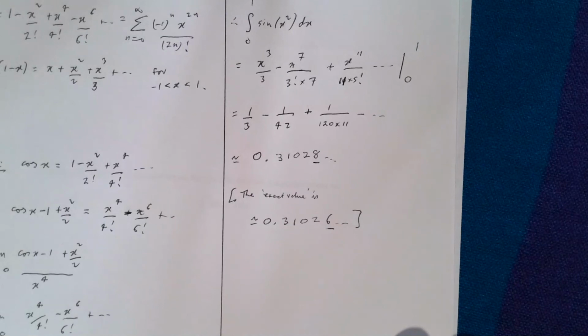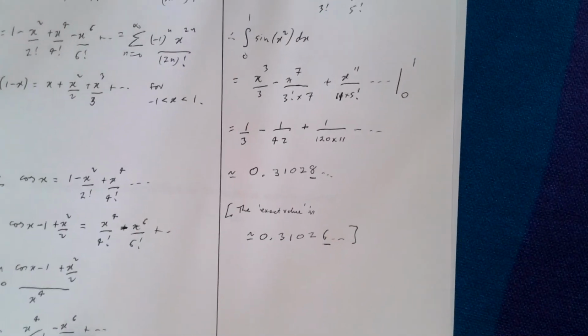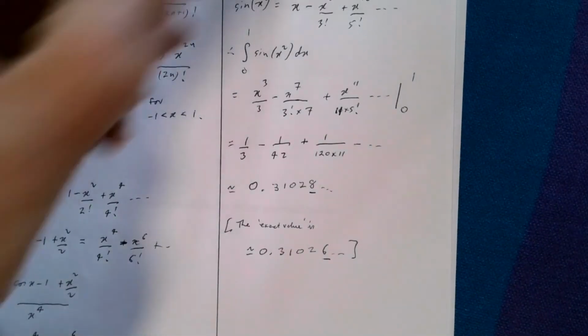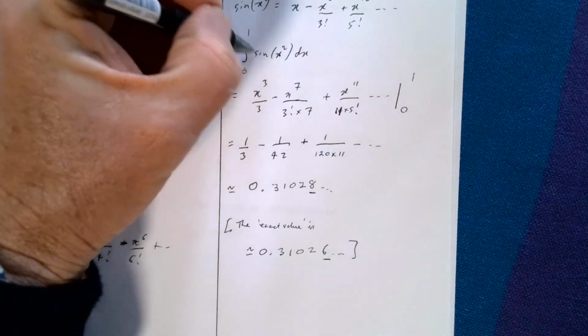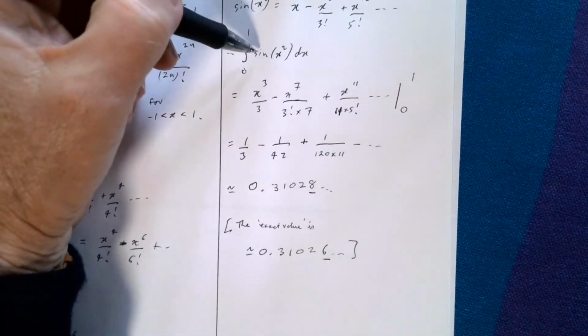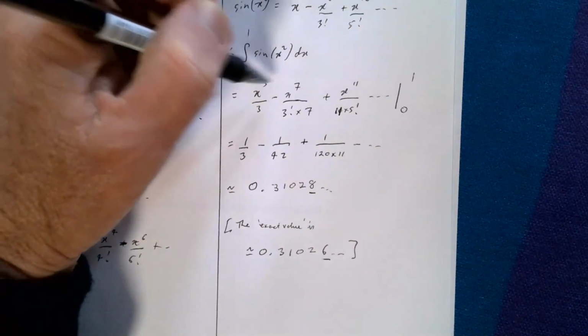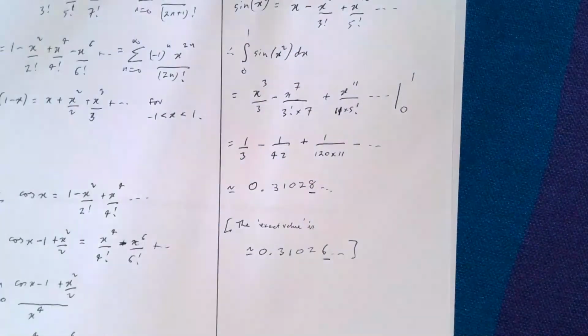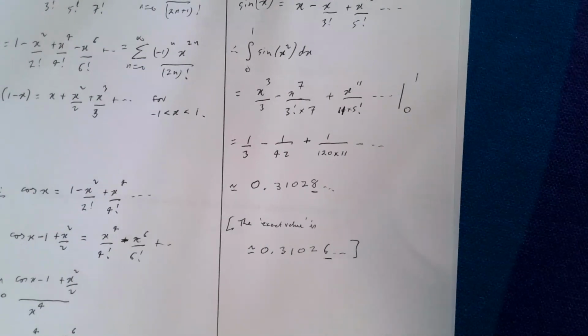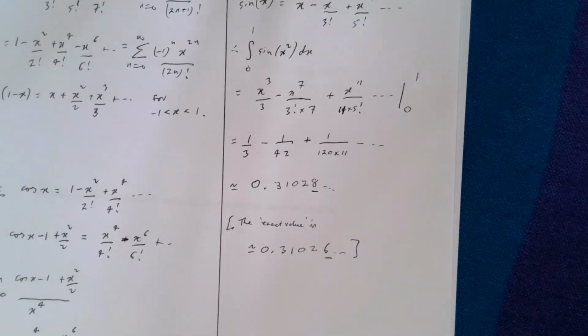So we can use these infinite series then also to work out integrals. We can take complicated functions that we can't integrate, replace them with a bit of their power series, and then integrate the power series and get approximate values. And so that's the end of chapter 8.